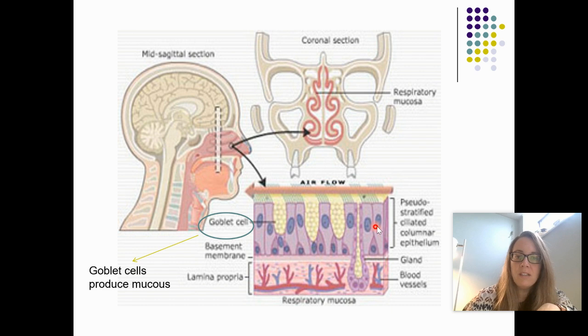Okay. This is showing the ciliated pseudostratified columnar epithelial cells in the mucosa. These are goblet cells that I mentioned earlier that are producing mucus. And then this is connective tissue that this ciliated pseudostratified epithelium is sitting on top of.